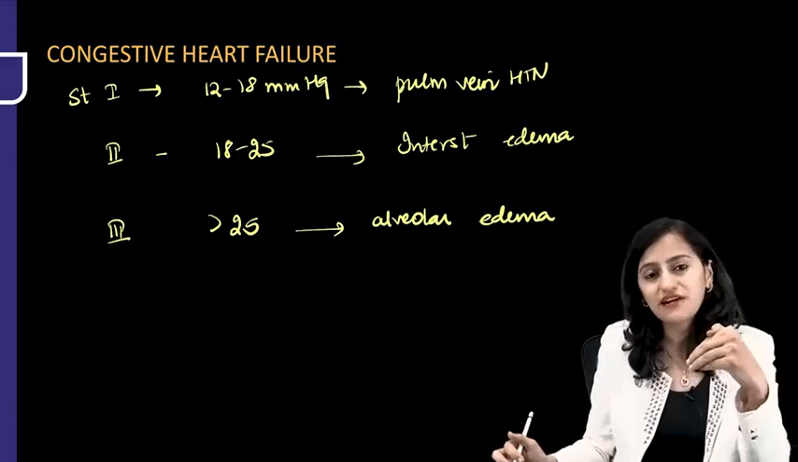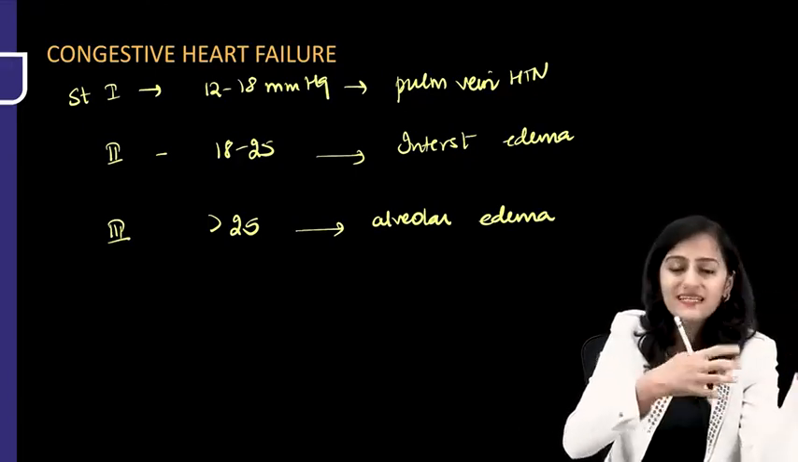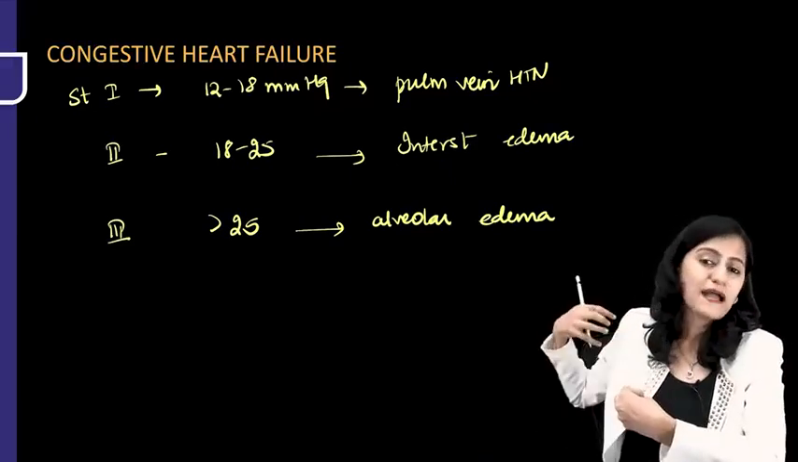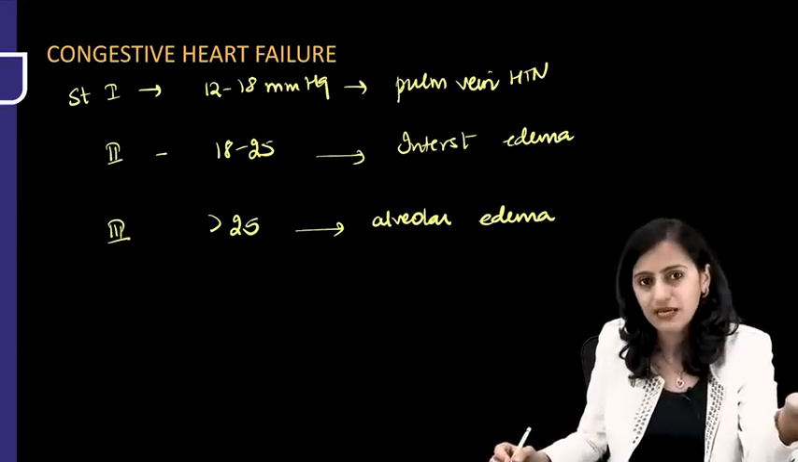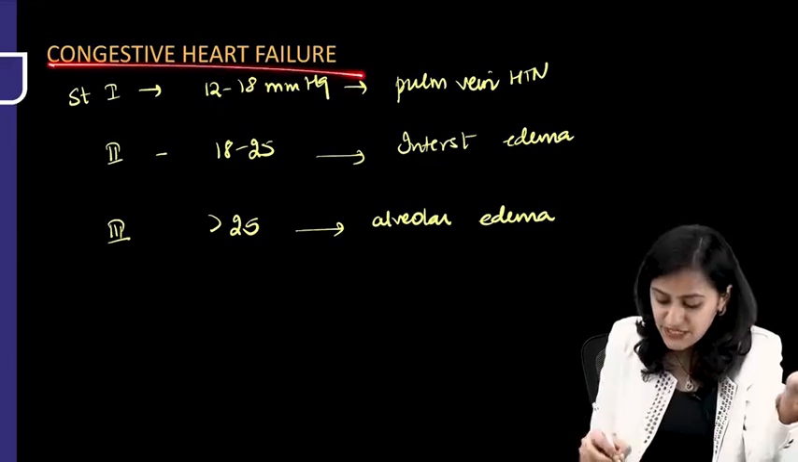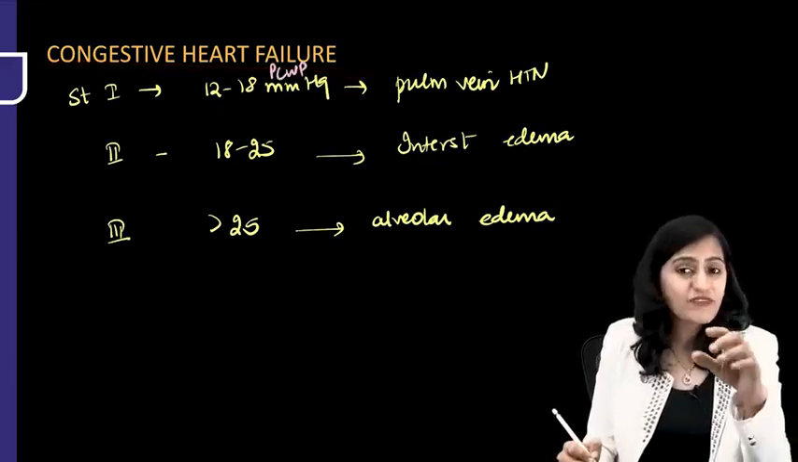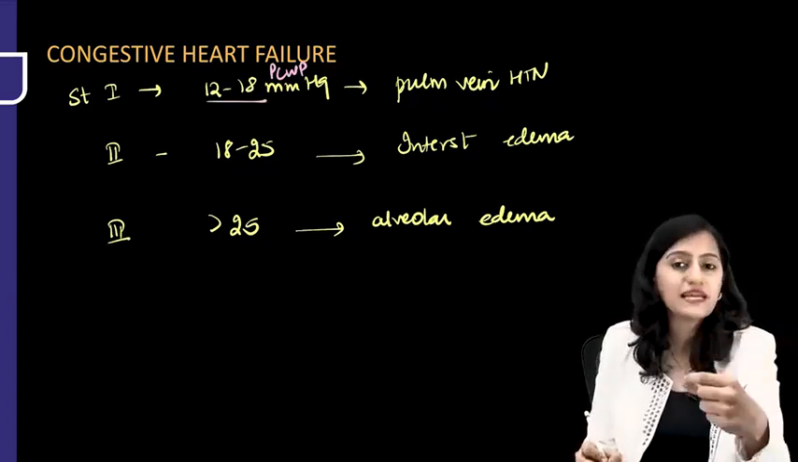In congestive heart failure, it is the left heart failure which will cause the back pressure to the lungs and cause pulmonary congestion. The right heart failure will cause the back pressure to the systemic veins and cause pedal edema and hepatomegaly. The stages of congestive heart failure depend on the pulmonary capillary wedge pressure. If it is more than 12, it is elevated. So stage 1, 12 to 18 mm.